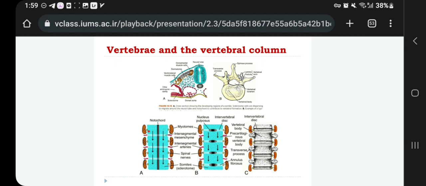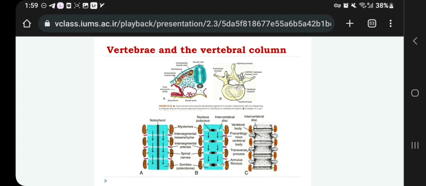With the migration and making a block around the axis, we have this shape. Okay, this shape converts to bone, and the bones mean a vertebra. But if you look here, in the dorsal part of the sclerotome, we have a dermatomyotome.